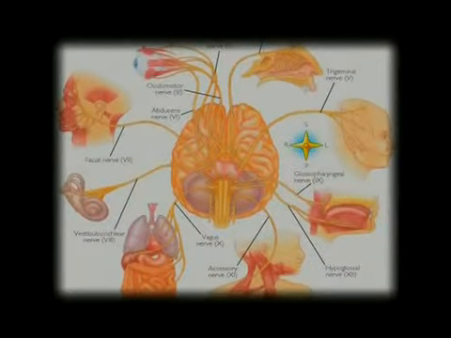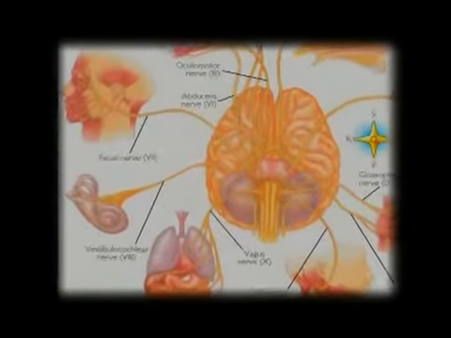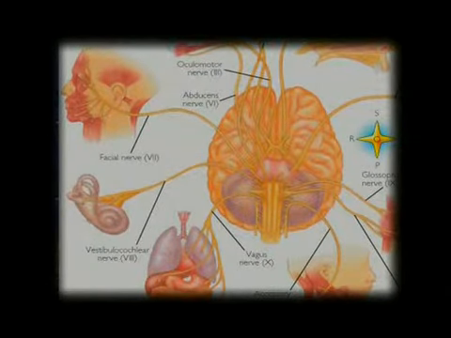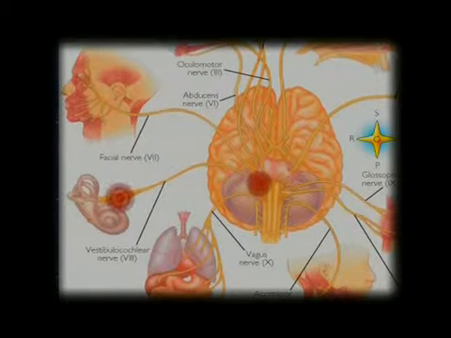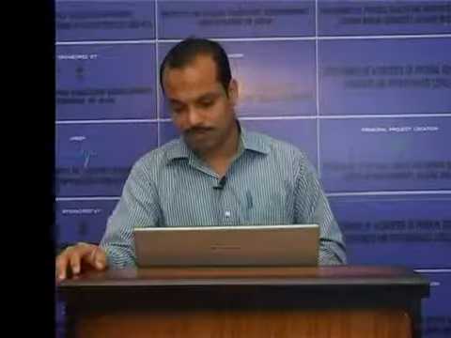Next cranial nerve is the vestibulocochlear nerve. It is a sensory nerve that conducts two special senses. The first one is hearing, the second one is balance. So, vestibular and audition. So, it is called vestibulocochlear nerve.